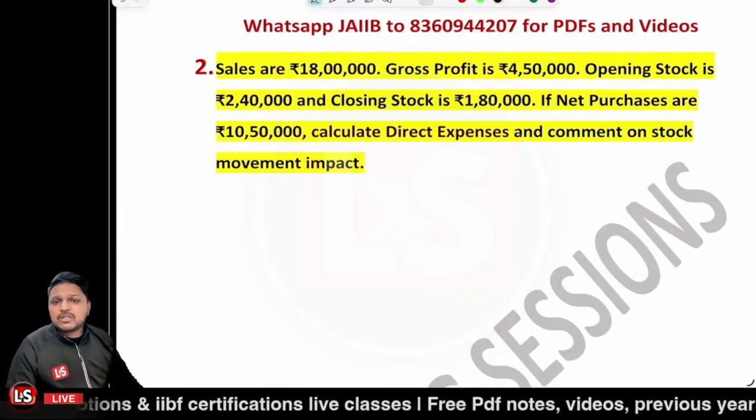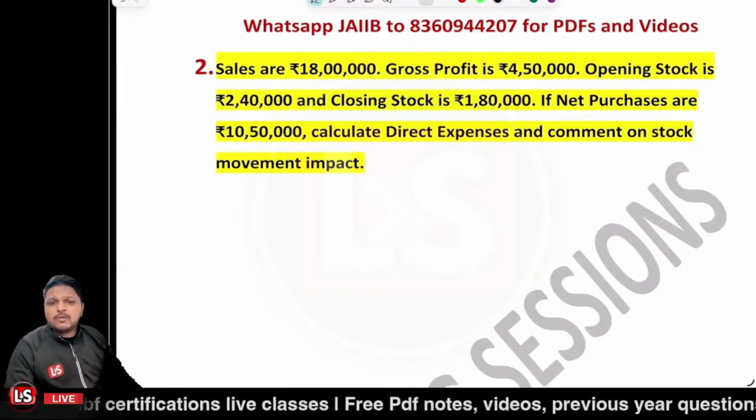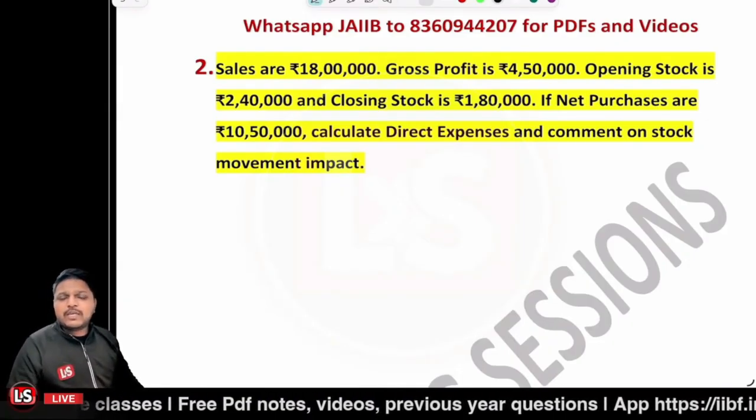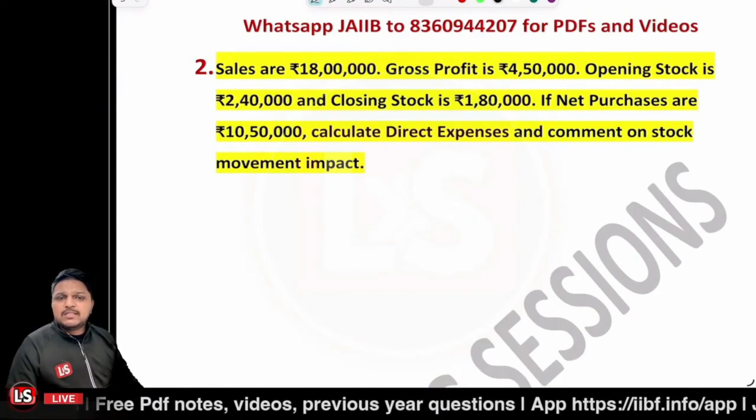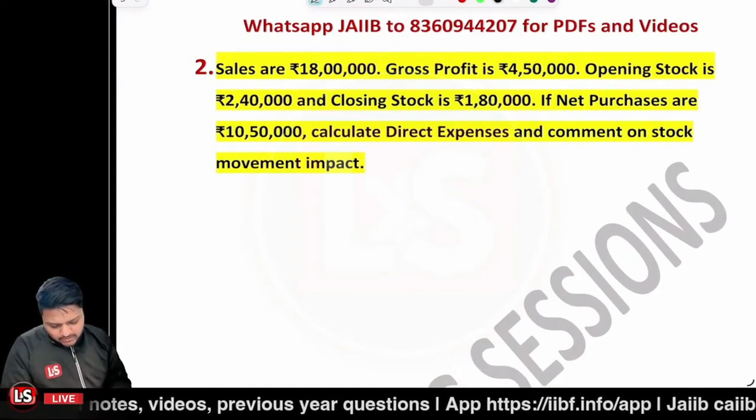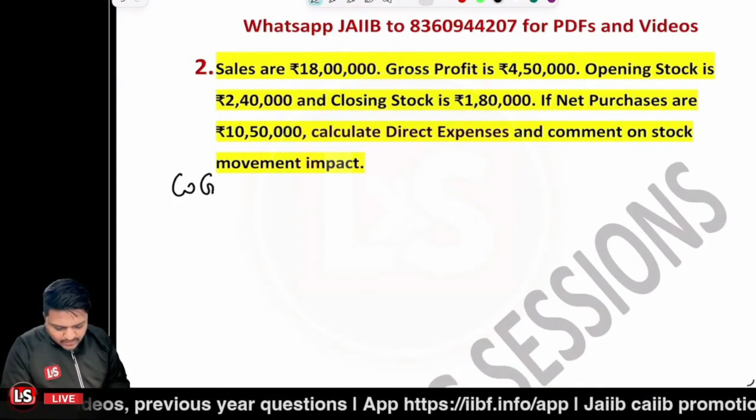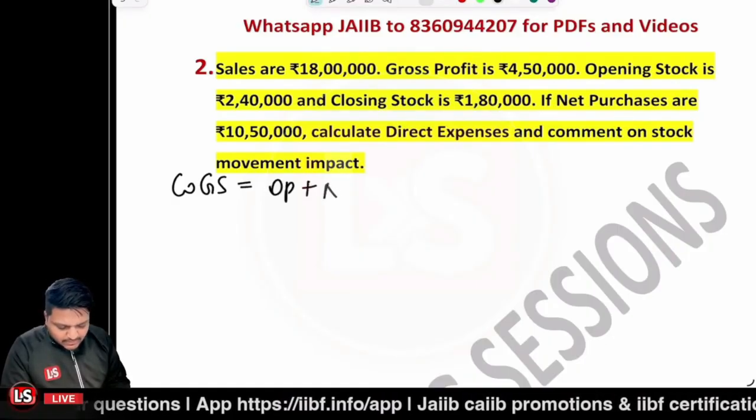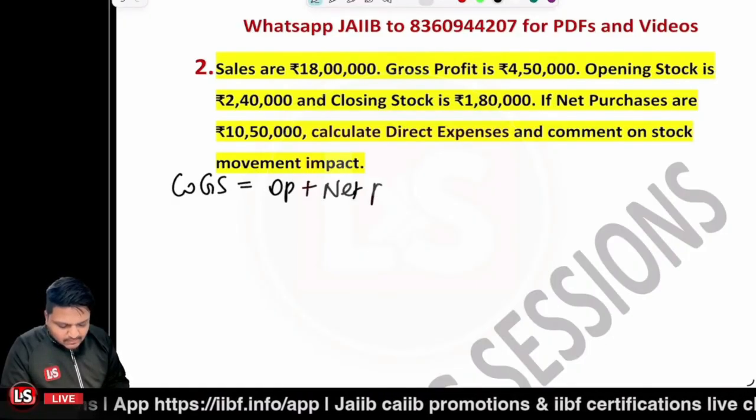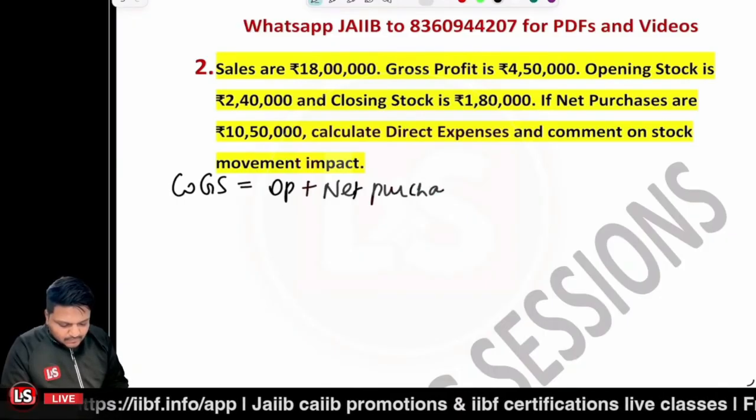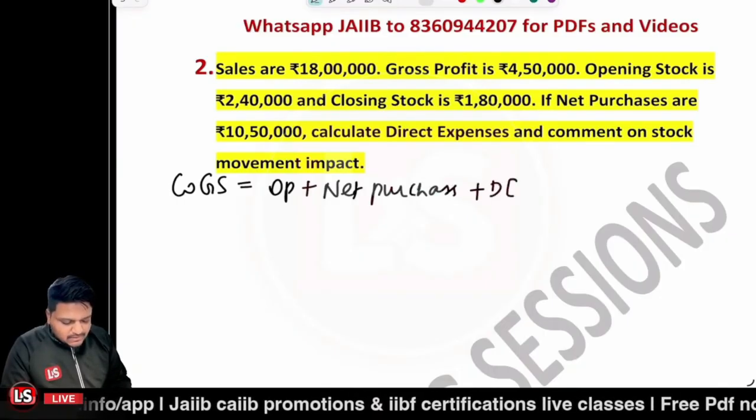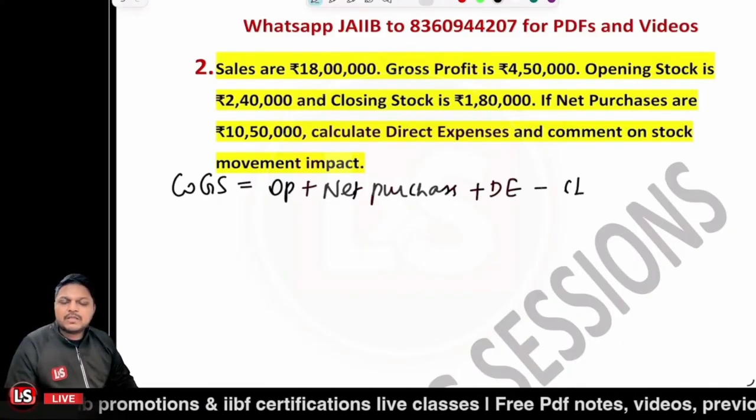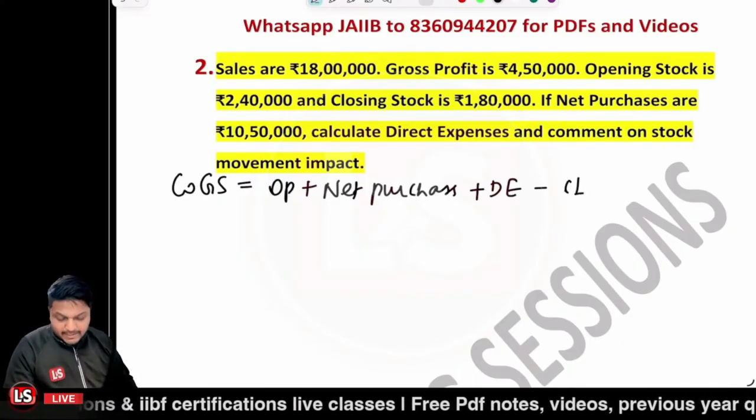So what will be the logic? First of all, let me know how we can calculate the COGS. Now we know the COGS formula. I already told you the COGS formula. It is very easy: opening stock plus net purchases plus direct expenses minus closing stock. This is the COGS formula, right?